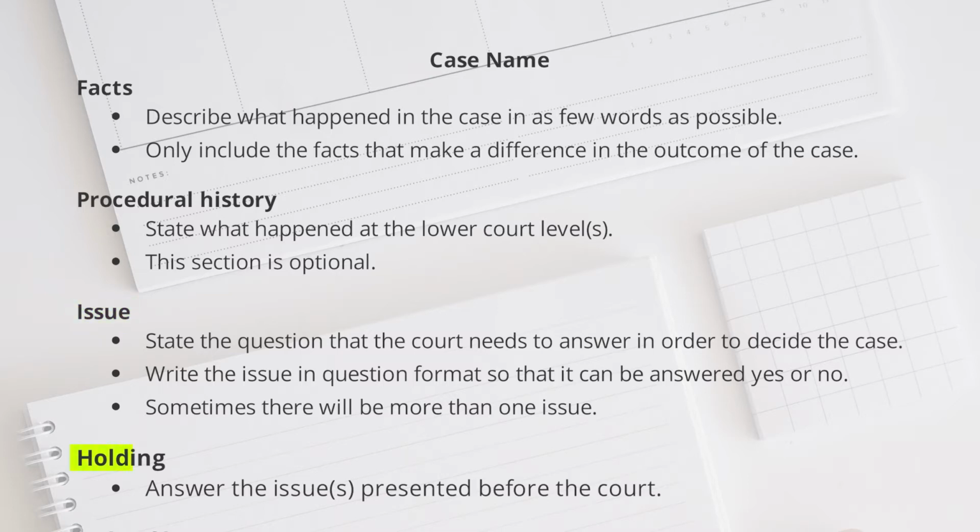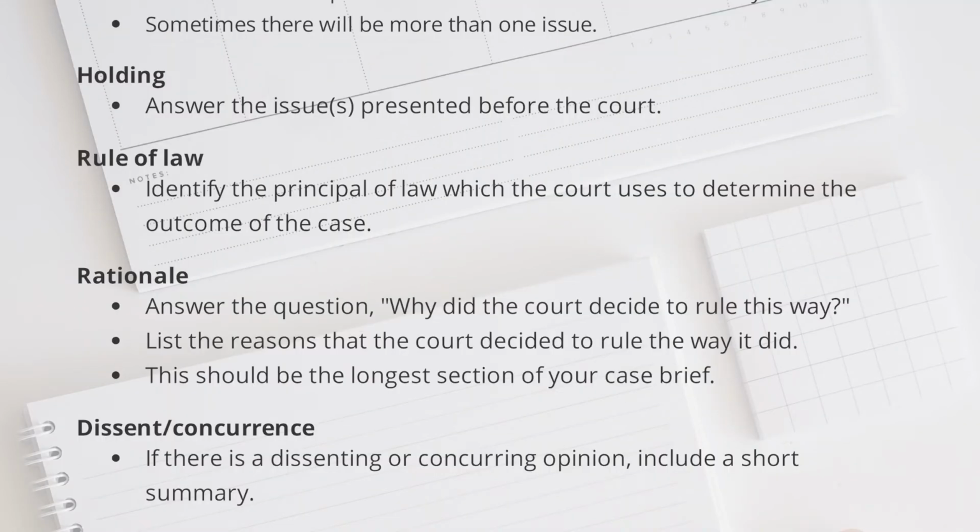The holding answers the issue presented before the court, typically in a yes or no format. So yes, the defendant did commit a battery when he punched the plaintiff in the nose, or no, the defendant did not. Okay, next, the rule of law. Identify the rule of law that the court uses to answer the case. The rule might be a battery is an act with intent to cause a harmful or offensive contact or imminent apprehension of that contact, and a harmful or offensive contact directly or indirectly resulted.